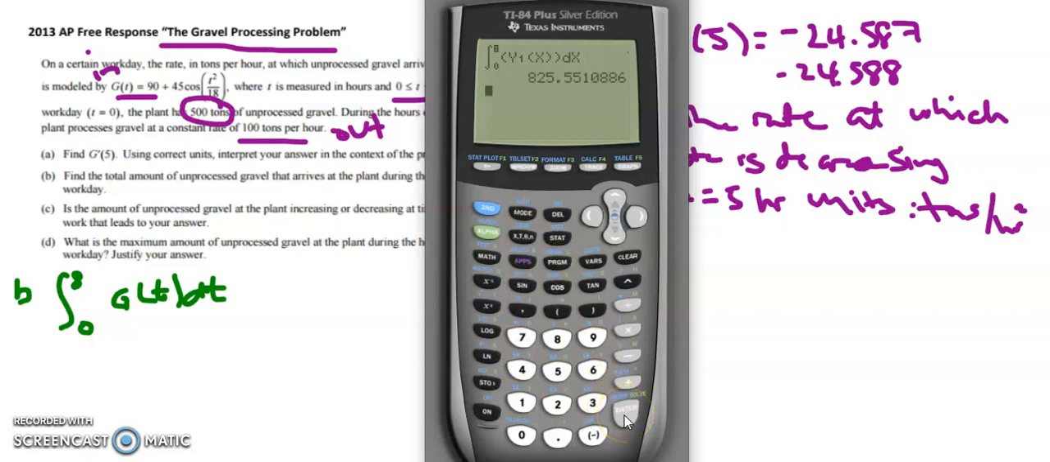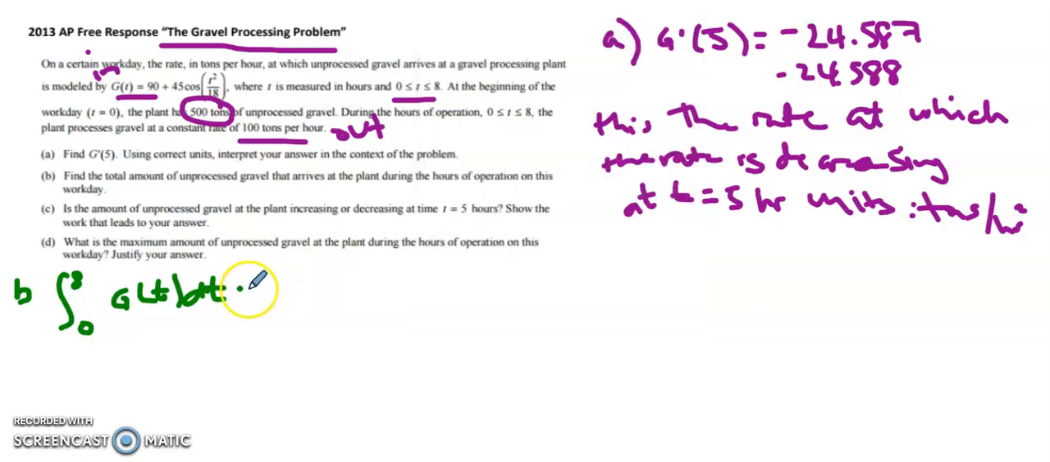And look what's going to happen. 825.551 tons of gravel arrived at the plant during the 8-hour period that we're given.